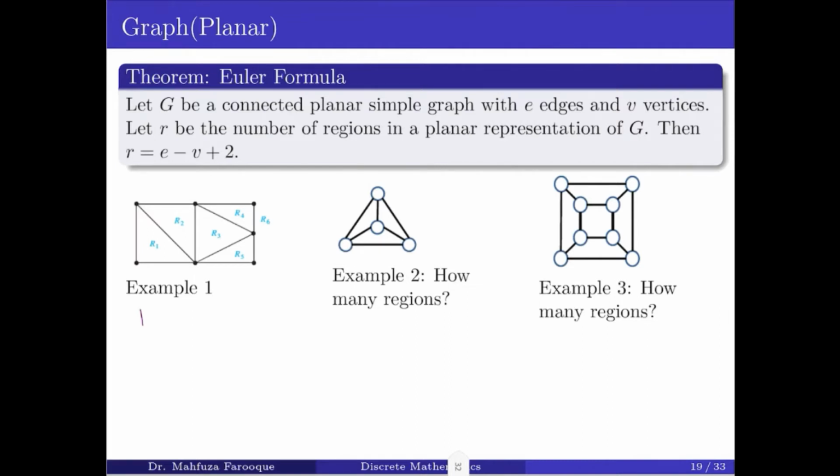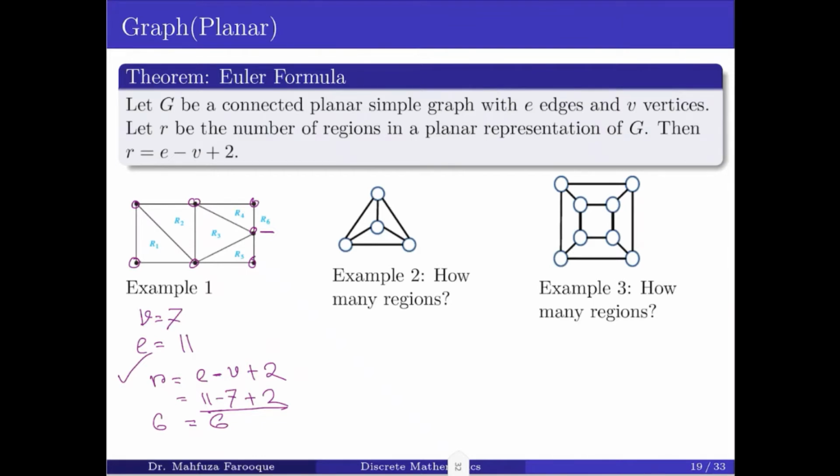First example, we will see the total number of vertices. There are 7 vertices: 1, 2, 3, 4, 5, 6, 7. And if we compute the number of edges in this graph, we will see there are 11 edges. We can see there are 6 regions in this planar graph, and we will see whether this is satisfied. So R is equal to E minus V plus 2, that is 11 minus 7 plus 2. The number of regions is 6, and by doing this algebra we also get 6. So that means it is satisfied.